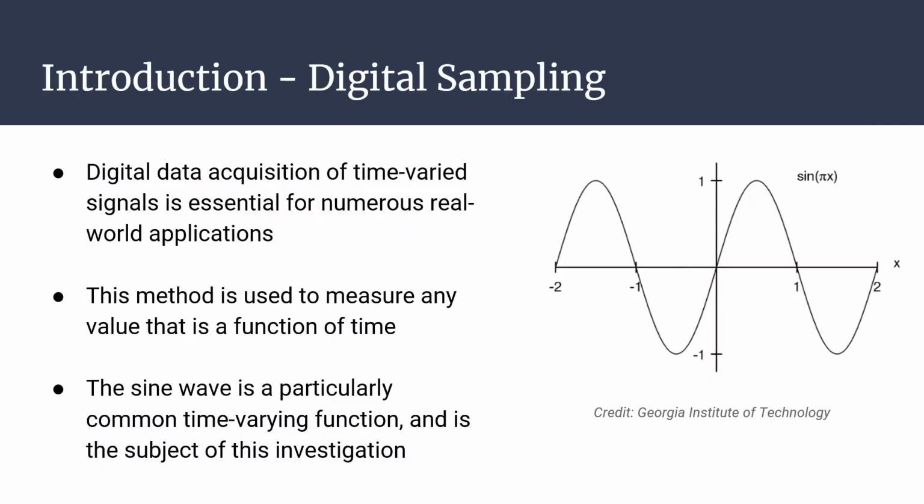So digital sampling is any time that you're measuring a time variable function with a digital device. It's used in tons of real-world applications. Anytime that you're measuring something that's varying with time, that is a function of time, and you're using a digital device, there are some specific ramifications that come with that. In our upcoming experiments, we focused on the sine wave formed from an audio signal. It's just one of the most common and analyzed signals that you can see.